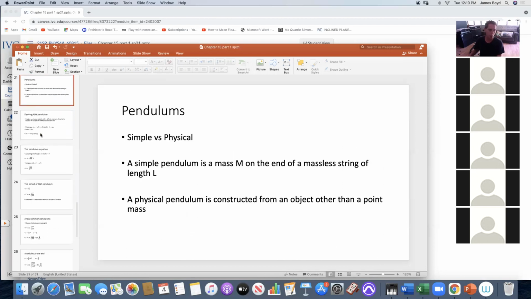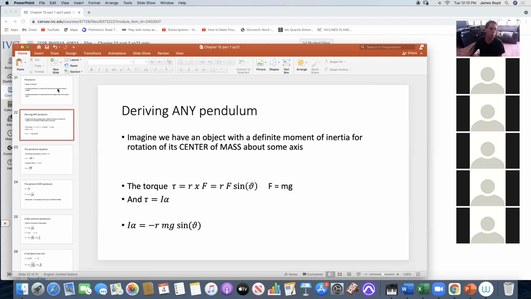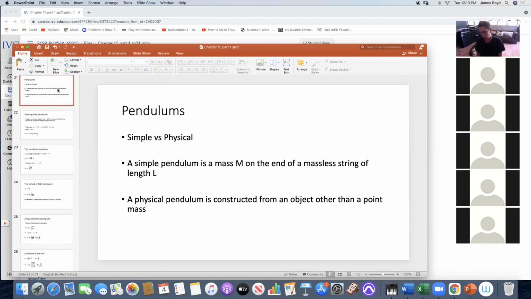So let me talk about pendulums for a quick half hour. This won't take too long and we'll learn some cool stuff about pendulums. So, a simple pendulum versus a physical pendulum.